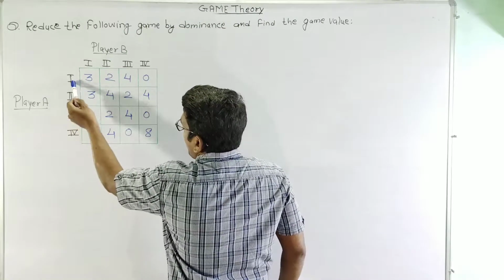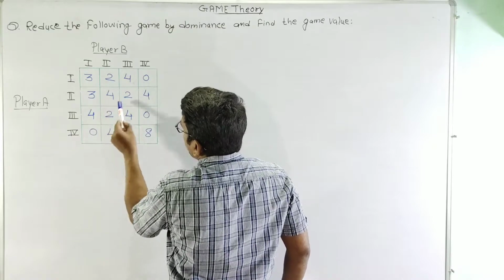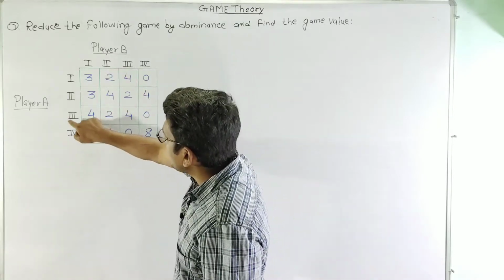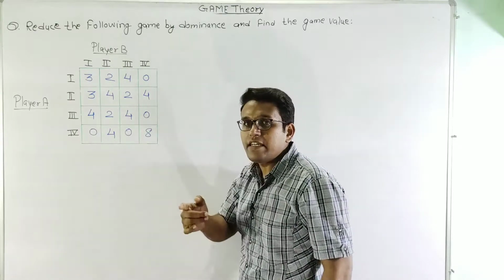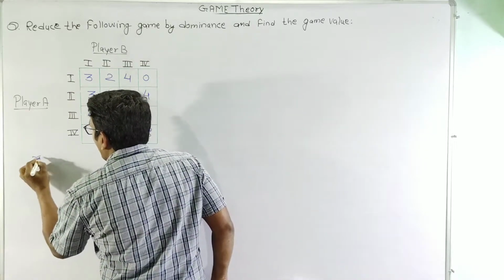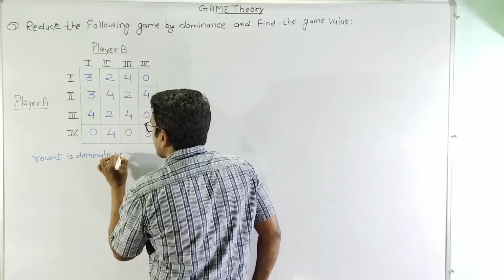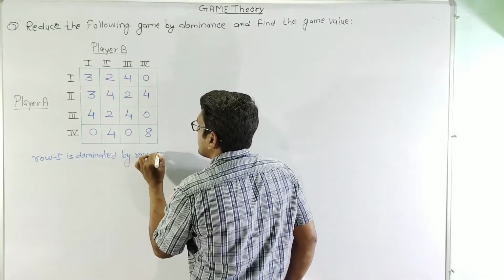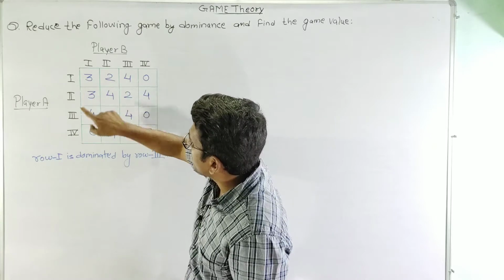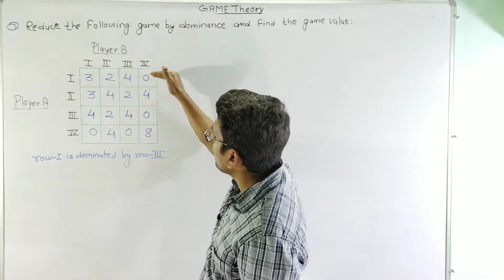Now let us compare row 1 with row 3. So this is 3, this is 4, so this is greater. 2 and 2 are equal, 4 and 4 are equal, 0 and 0 are equal. Now in this comparison, we can see that each element in row 3 is either greater than or equal to each element in row 1. So from here we can say that row 1 is dominated by row 3, because each element in row 1 is either less than or equal to each element in row 3. So as a result of this, we will eliminate row 1 from here.